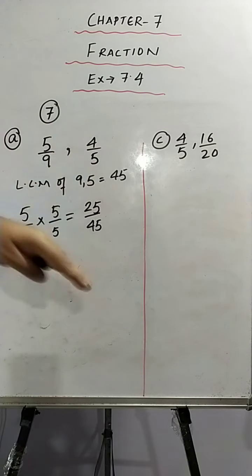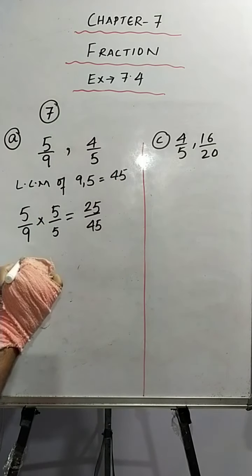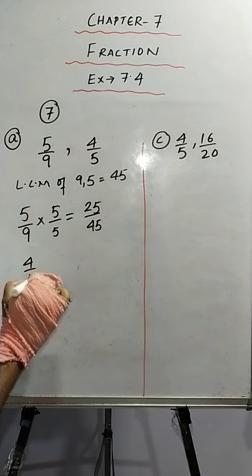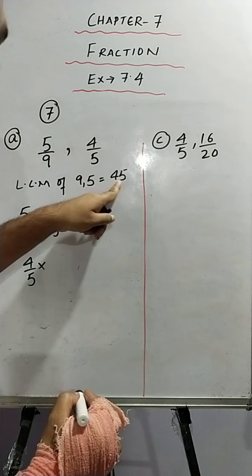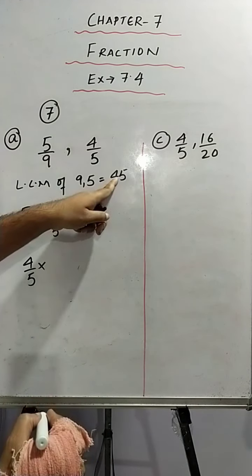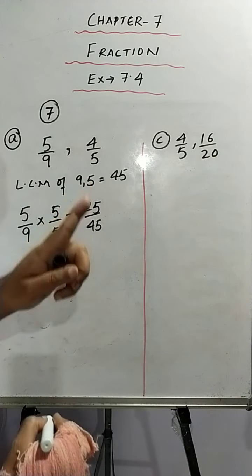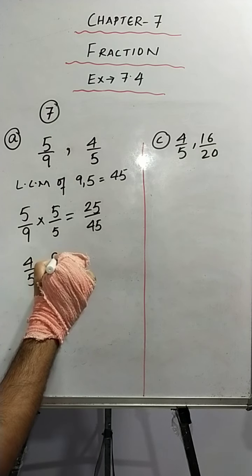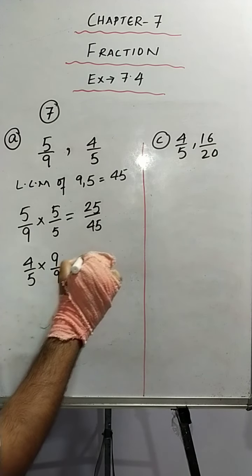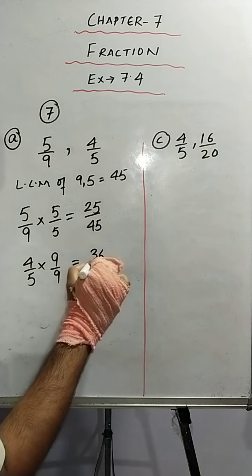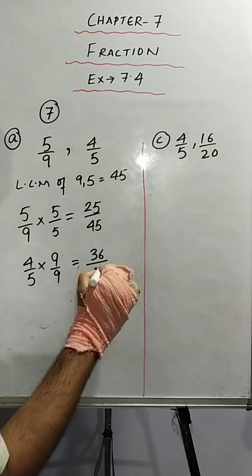Okay, now take the second fraction. We'll do the same thing. Again you divide the LCM by the denominator. So 45 divided by 5 is what? 9. So 9 would be multiplied with the numerator as well as the denominator. So that will be 36 by 45.